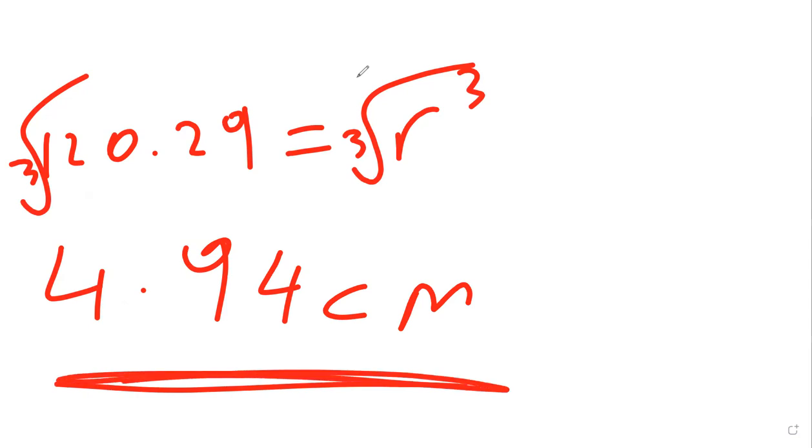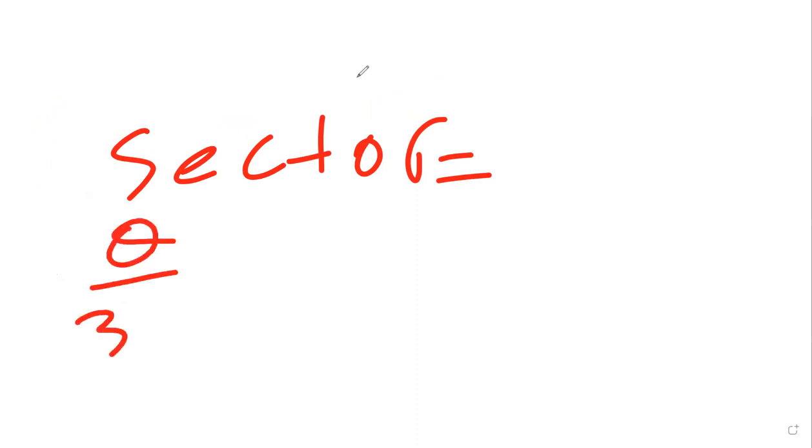Let's look at another question. Let's try to find the area of a sector. Now, what's the formula to find the area of a sector? Remember that the sector is a part of a circle. And so if the sector is a part of a circle, then we're going to take a ratio of the degrees times the area of the circle.